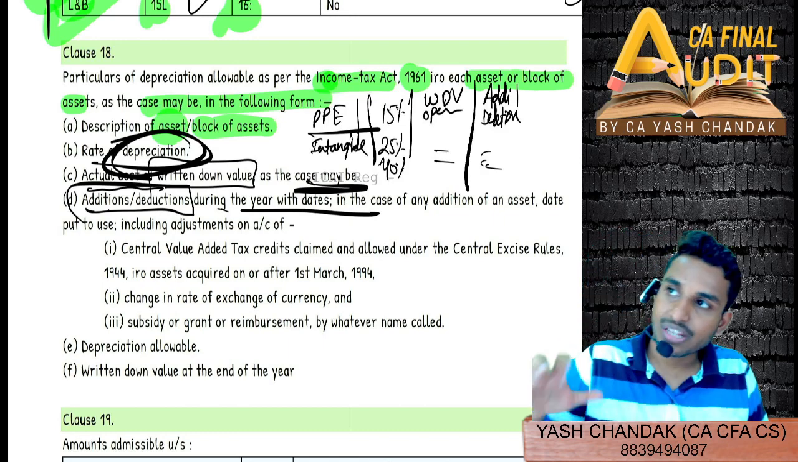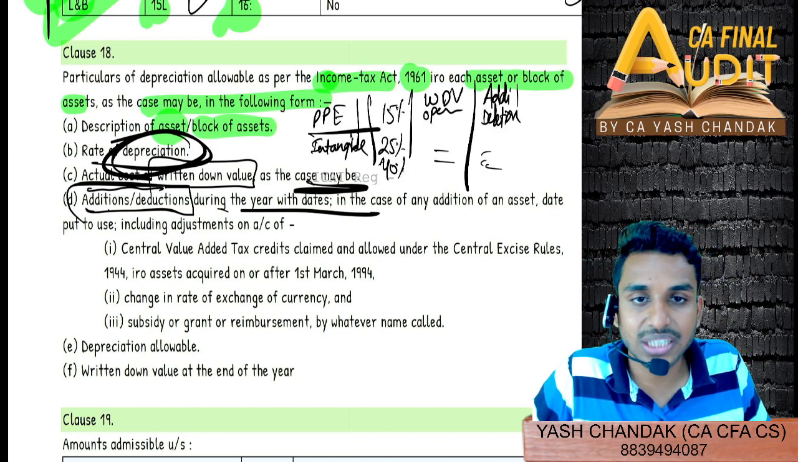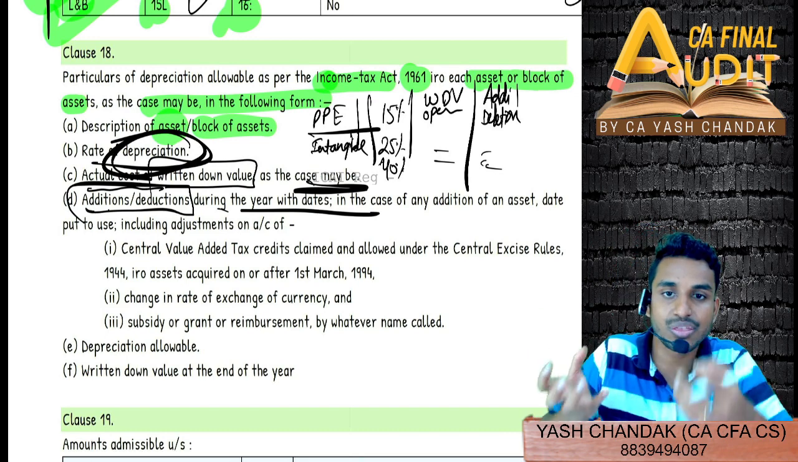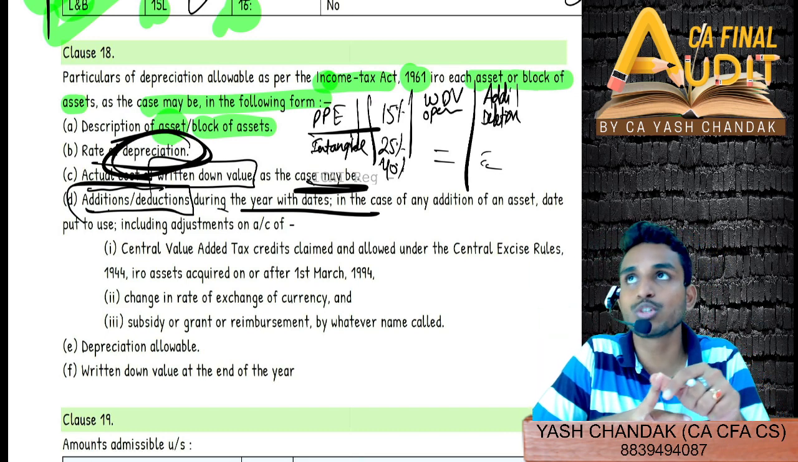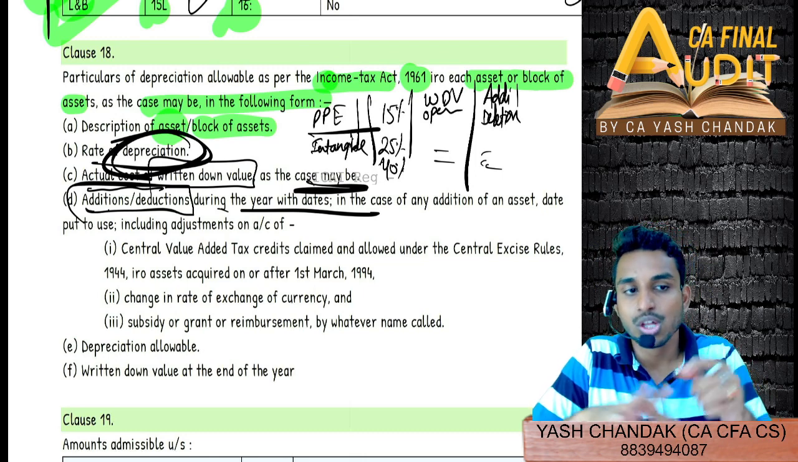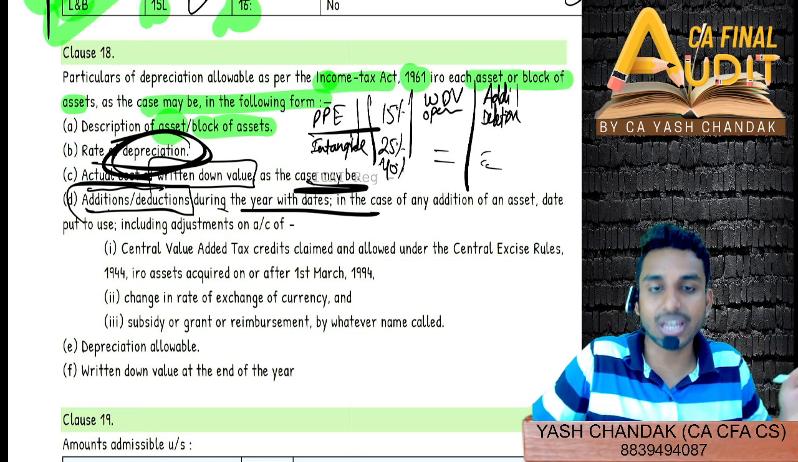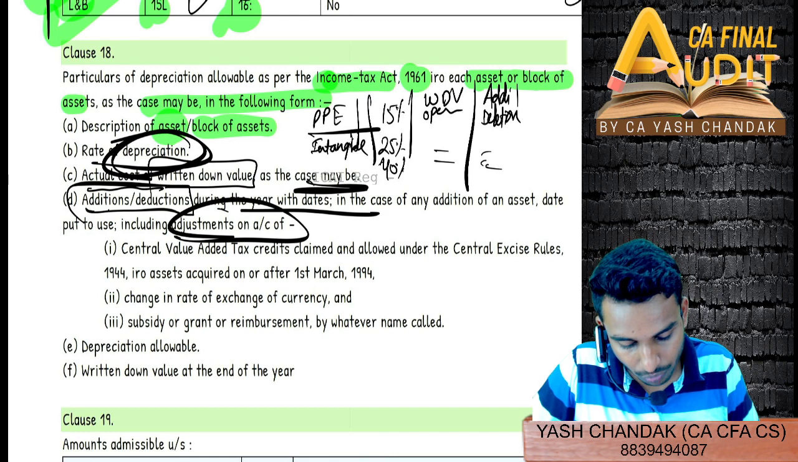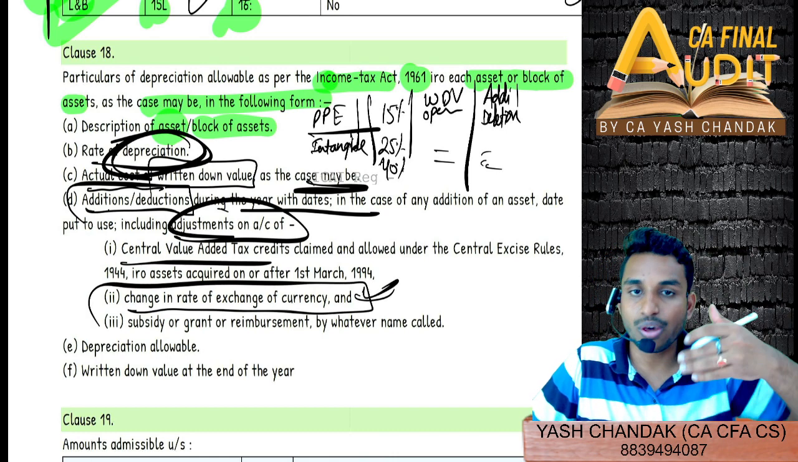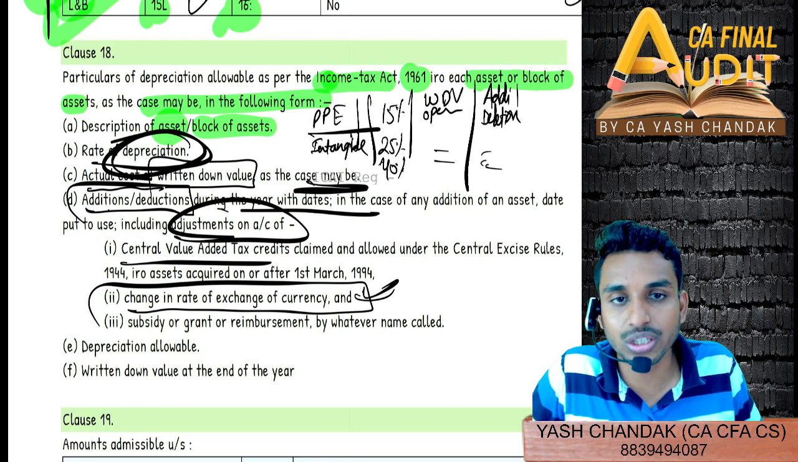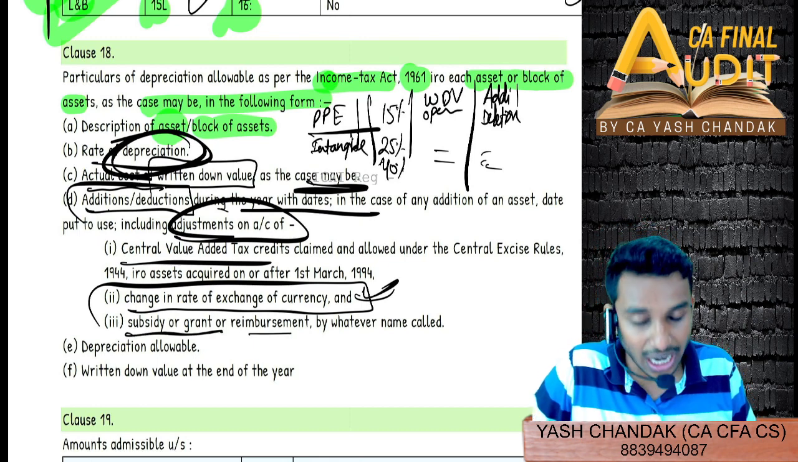You also have to adjust for any SENVAT or excise adjustments, because you might have imported an asset for which you paid customs, excise, GST, anything. So you might have to include those taxes, adjusted on account of SENVAT, and change in rate of exchange if currency was also imported. So you have to account for the exchange currency value. And lastly, subsidy or grant you might have received.